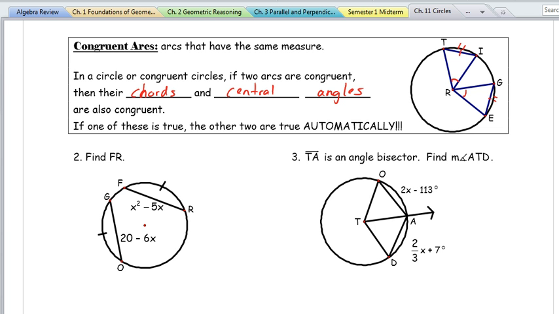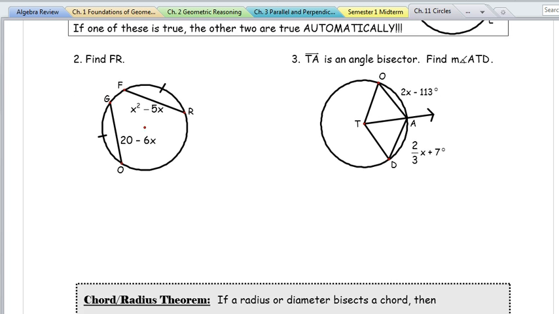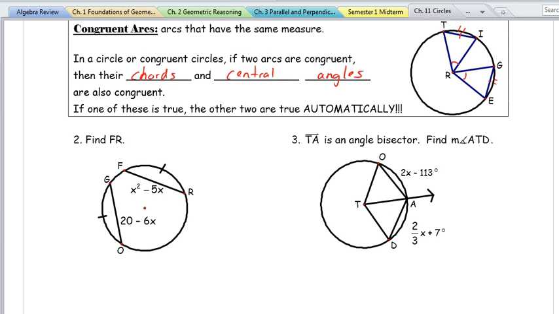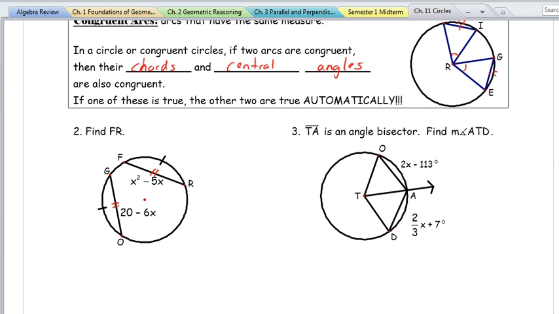Okay, so we're going to use it a couple spots here. First one, if you guys still need a copy of that, I'll leave that right there. Find FR. So we want to know what FR is. The only way we can find out what FR is is if we know what X is. We can see that arc FR is congruent to arc GO, which means then, based on what we just said, that these two chords are congruent. So you guys see an X squared. Good thing we know how to handle that. X squared minus 5X equals 20 minus 6X. So we have X squared, add 6X, subtract 20. So we have X squared plus X minus 20 equals 0.